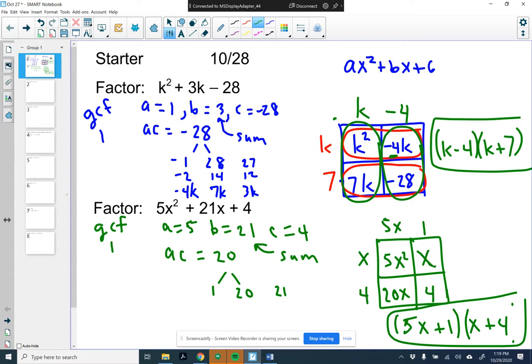I don't like that parenthesis. Still don't like that parenthesis.